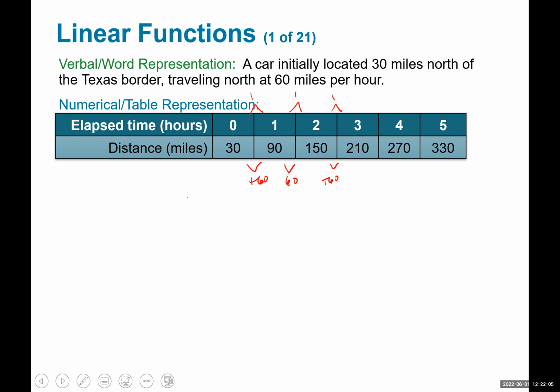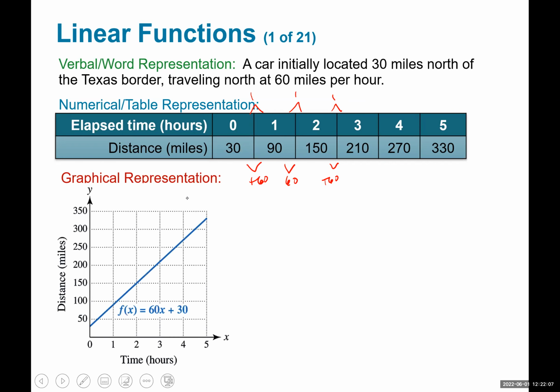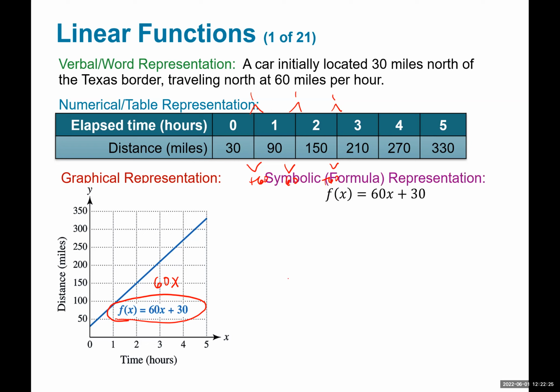This is called a rate of change, AKA the slope. You can see this numerically from this equation. f of x, remember that's just the name of the function, is equal to 60 per hour, so 60 miles every hour. That's the multiplied relationship, plus the 30 that was initially there. So that's the symbolic representation that we have.